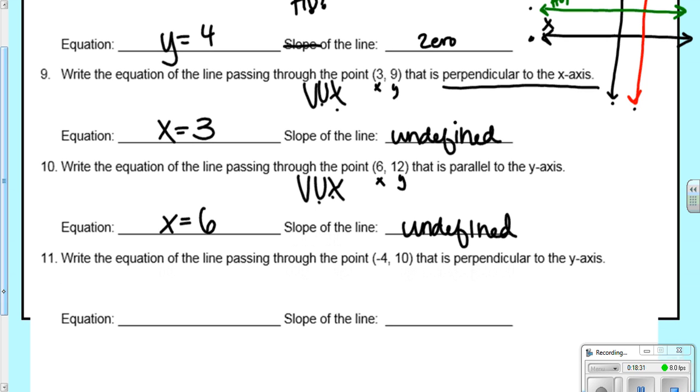Same thing for this last one. Write the equation of the line passing through the point (-4, 10) that is perpendicular to the y. Well, again, here's the y. So perpendicular to that would be the hoi up here. Slope would be 0 because of the O in hoi. Equation would be y equals, and you just find the y number. So at my point (x, y), it would be 10. Okay?